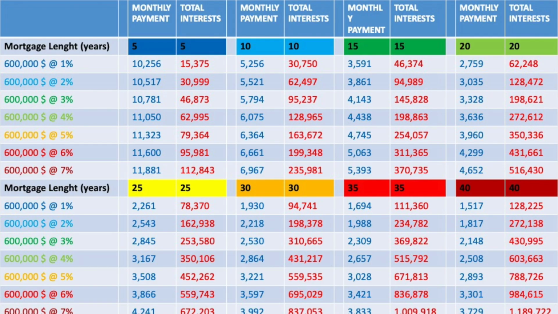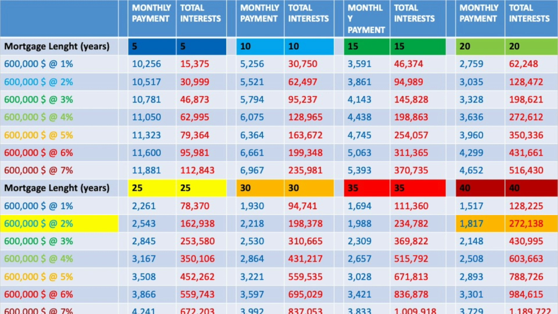If we calculate different combinations, from 5 to 40 years length, and from 1 to 7% interest rate, we get an interesting table. If the interest rate is 2% high, and we select a 20-year mortgage, we have a monthly payment of $3,035, and a total interest amount of $128,472.